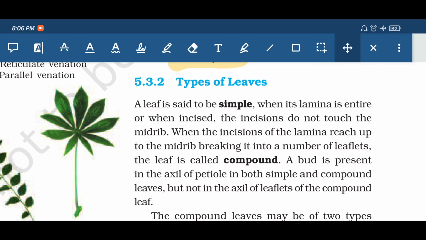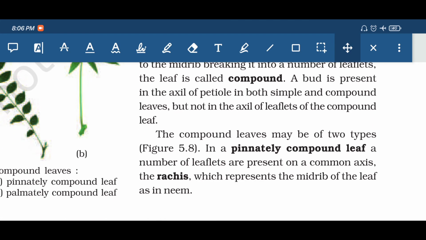A bud is present in the axil of the petiole in both simple and compound leaves, but not in the axil of leaflets of a compound leaf. See, it's a very important one. Is it very clear? If you take a compound leaf, we have the axillary bud over here, but the leaflets of the compound leaf do not have any axillary buds.